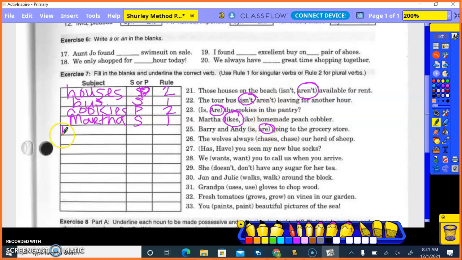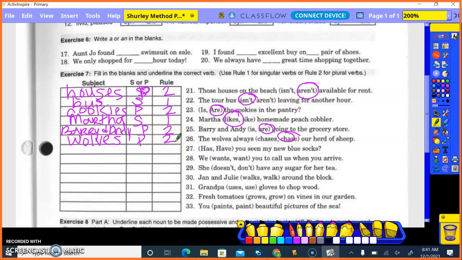Barry and Andy are going to the grocery store. So subject, Barry and Andy. Singular, plural? Plural, rule number 2. The wolves always chase our herd of sheep. So, subject, wolves, and since that was plural, our verb didn't have an S, right? So wolves is plural, rule number 2.